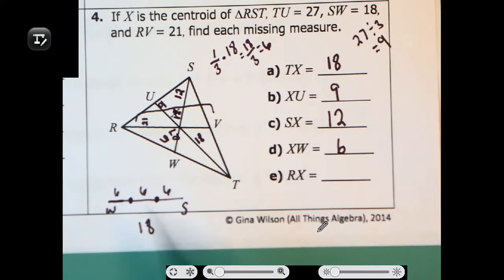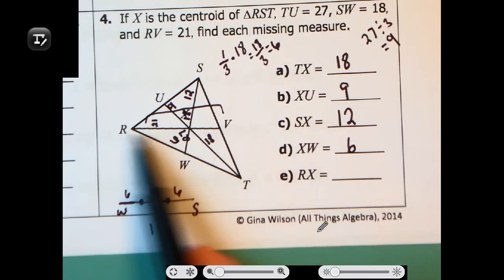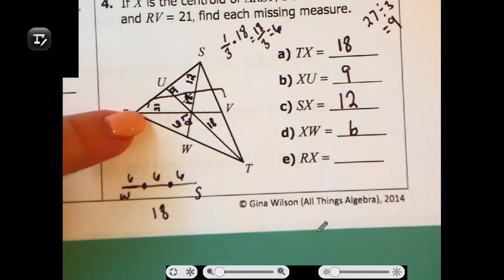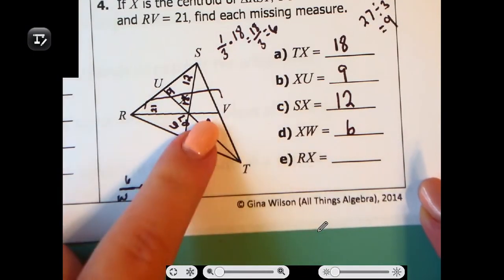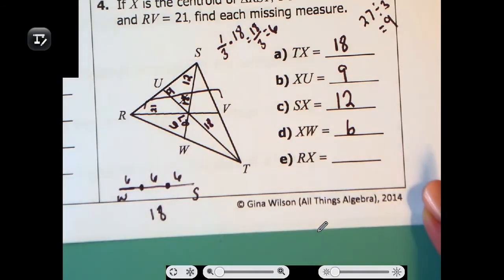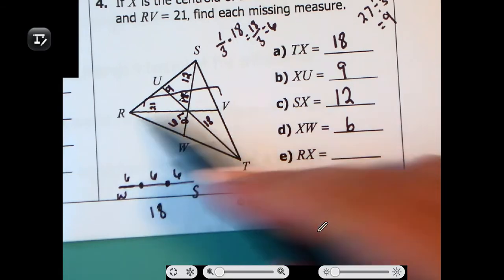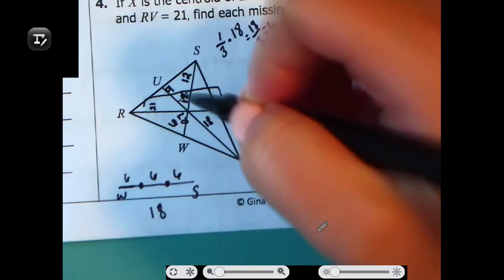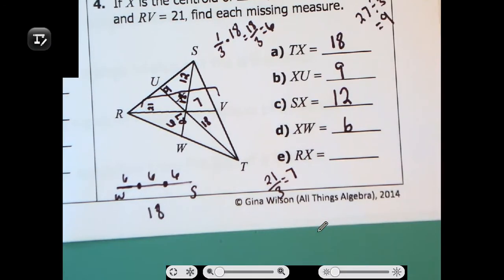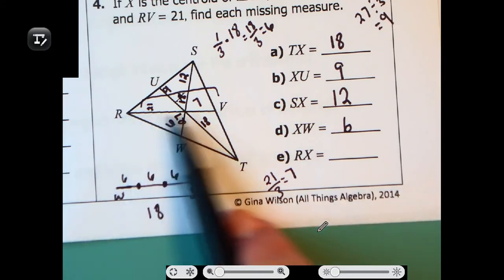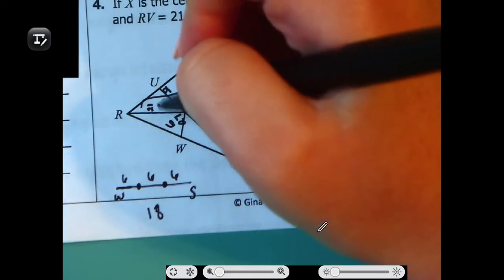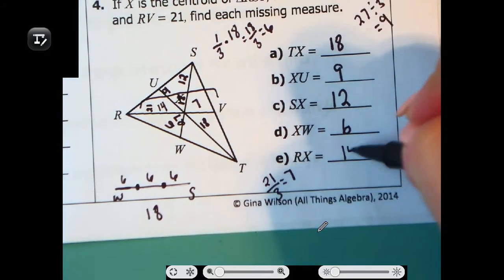And then RX, so this longer part of this whole one, RV. So we haven't figured this one out yet, but it's 21. This whole thing is 21. So if we figure out the shorter part, we can divide by 3 and then double it to get the longer part. So I'm going to kind of do my steps over here. So this whole thing is 21. So I'm going to divide 21 by 3 to get 7. So that means this shorter part is 7. So what would the longer part RX be? Remember, we double it, so it would be 14.